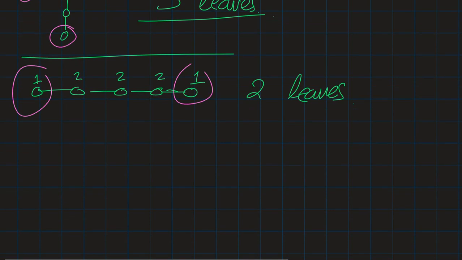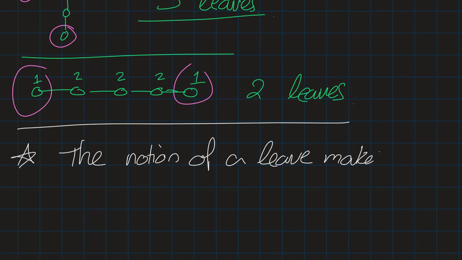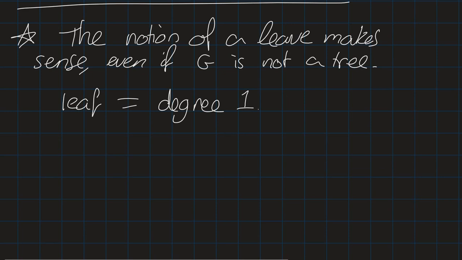One important thing to note now is that the notion of a leaf makes sense even if you're not talking about a tree. Even if the graph G is not a tree, leaf just means degree 1. That's all it means, okay? So it's common to talk about leaves even when the graph is not a tree.